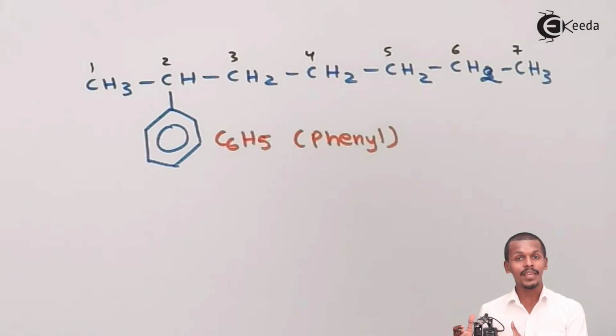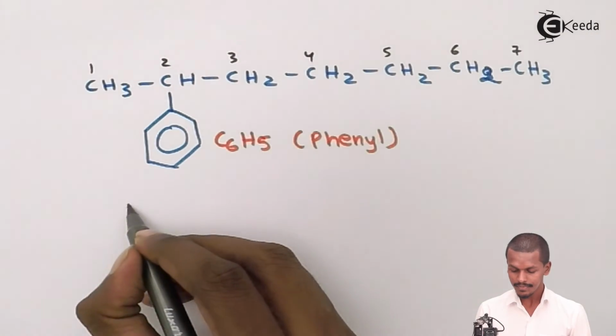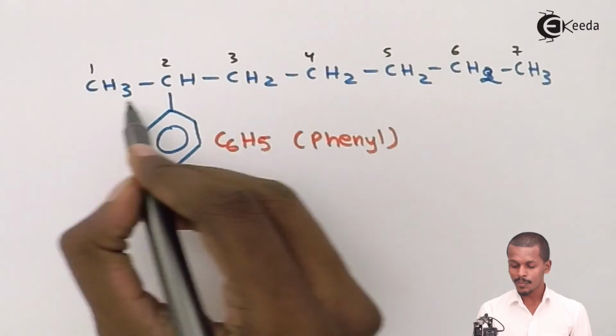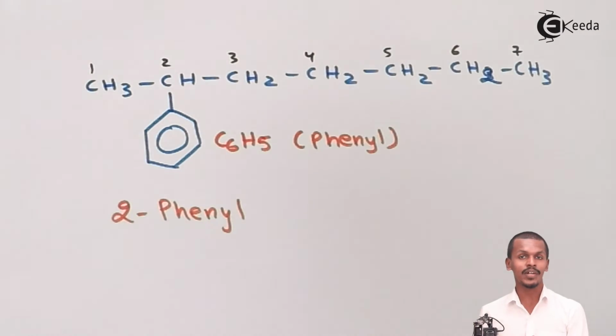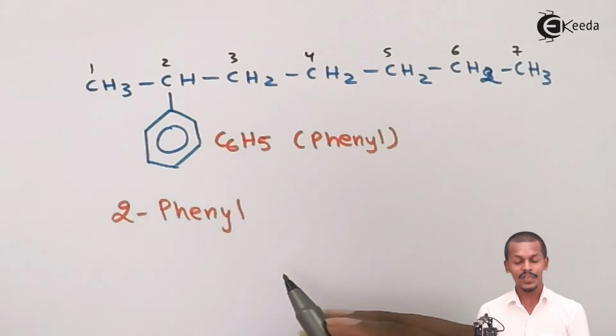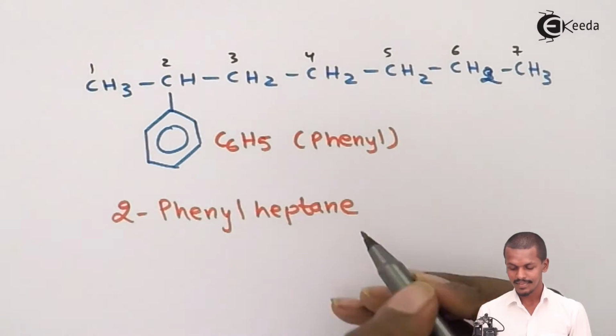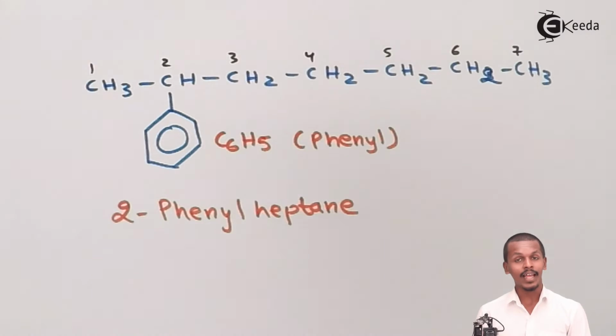Now the parent name would basically be an alkane. The parent name would not end with benzene, because it consists of more than 6 carbon atoms, and they are arranged in a straight chain. So the name of this would be 2-phenyl. The total number of carbons in this case is 7, so it would be called 2-phenylheptane. So this is what I wanted to mention.